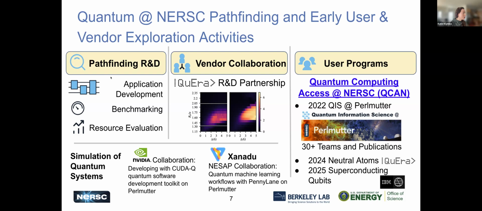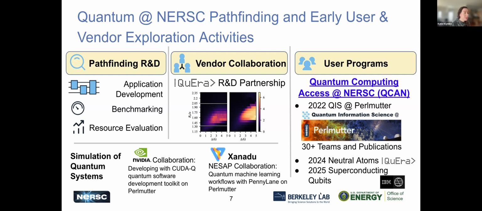And this has been work with QuEra and IBM, and then, of course, we have collaborators who are more focused on simulations of quantum systems using classical hardware. So work with NVIDIA and Xanadu has really focused on that, doing these classical simulations of quantum systems at scale.